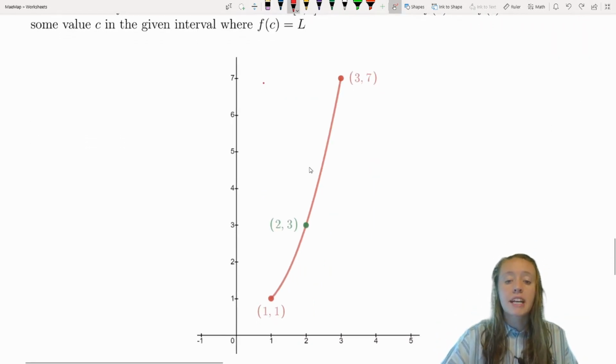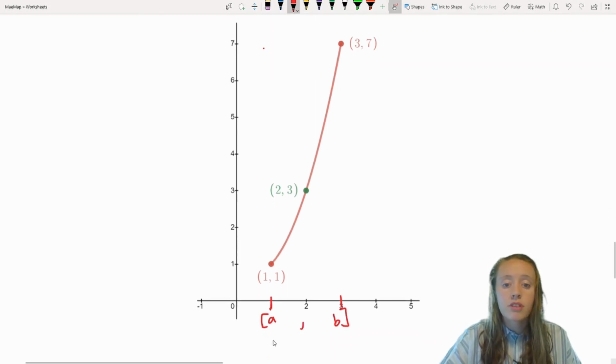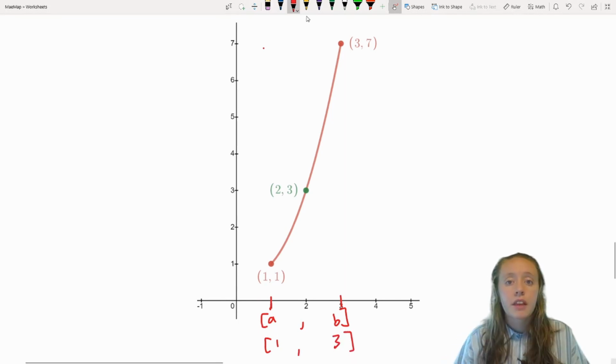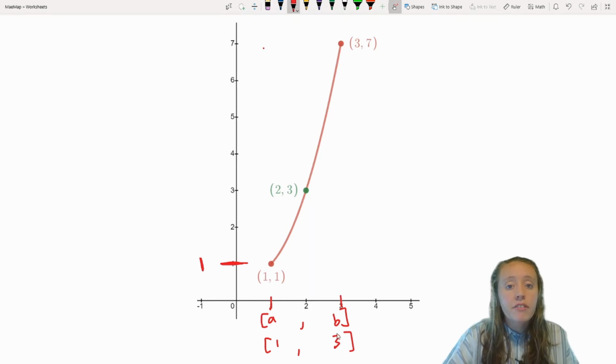For this graph, my interval goes from 1 to 3. So here is a all the way to b. You can see from 1 to 3. Next, you can see from here that f of a, when I plug 1 in for x, I'm at 1 in the y. So f of a, or f of 1, equals 1. And then f of 3 gives me a positive 7.